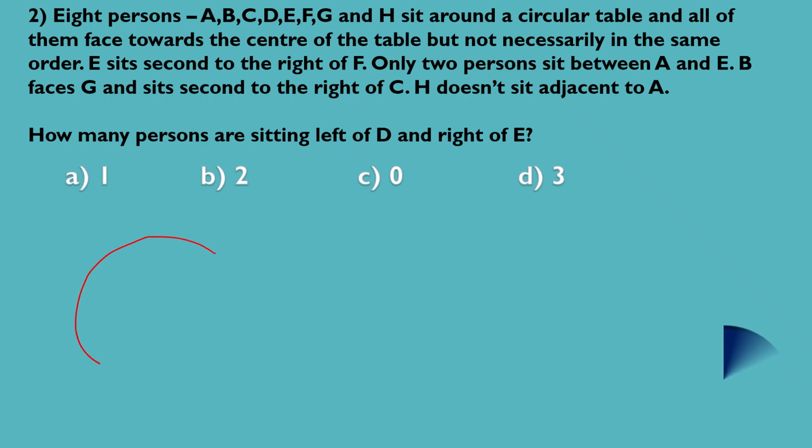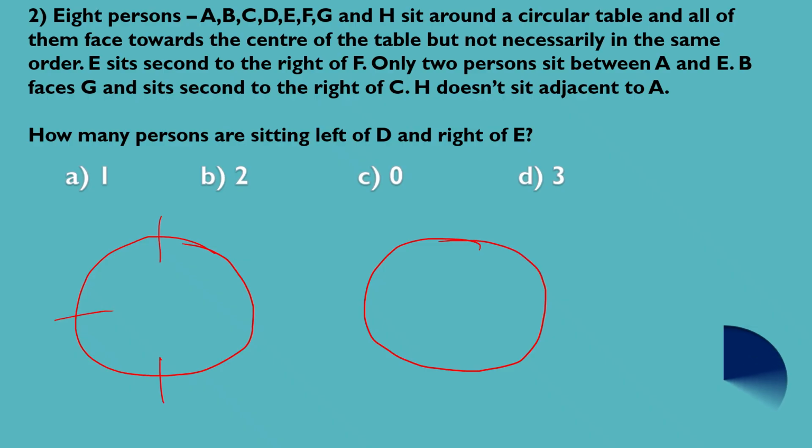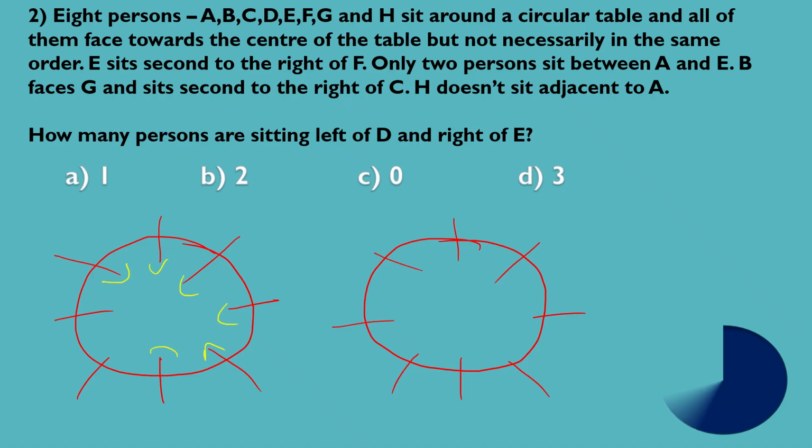8 persons are there. So how you will draw that? All are facing center of the table. Always make 2, 3 possibilities. This is possibility 1, this is possibility 2.